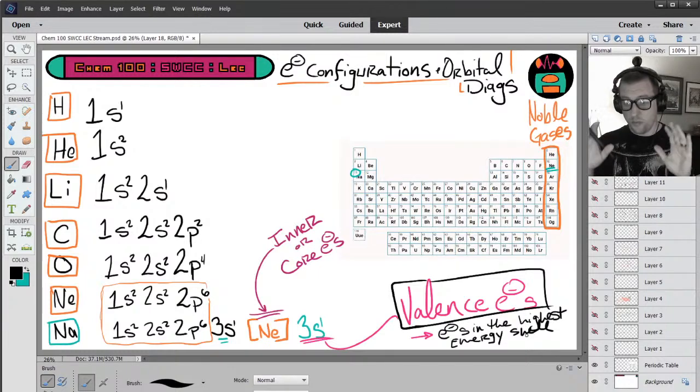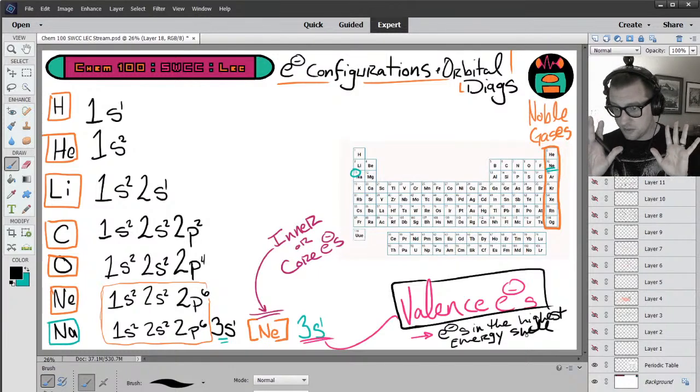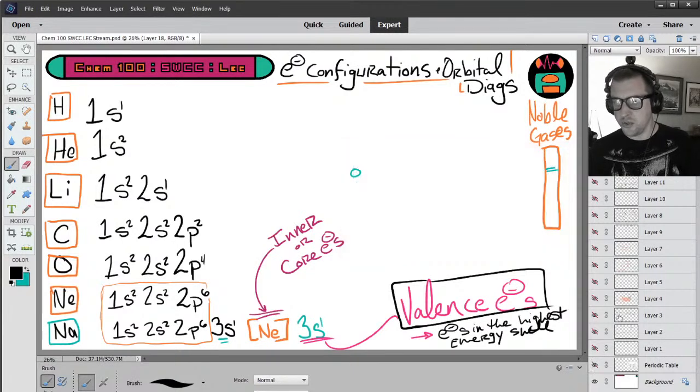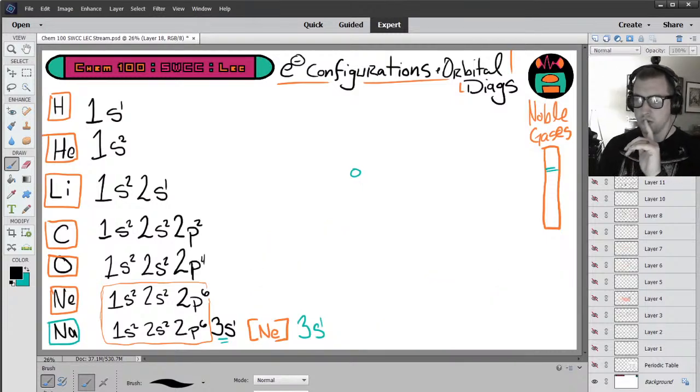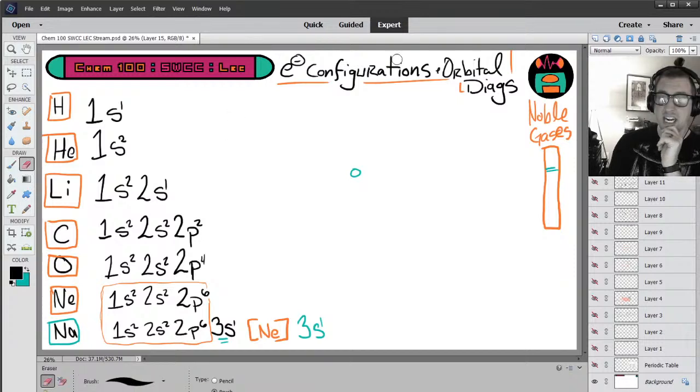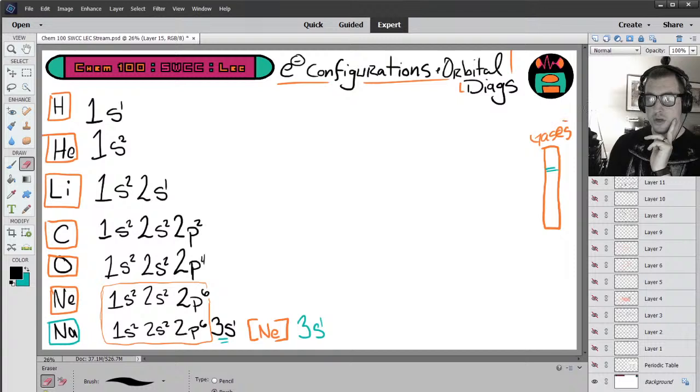All right. Now we are going to do a ton more practice with electron configurations. But before we do, I want to talk about the second half of our banner up here. I want to talk about orbital diagrams.